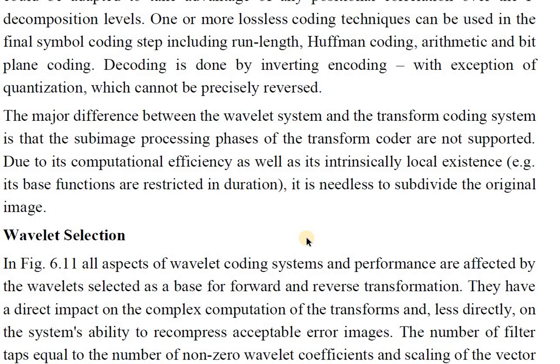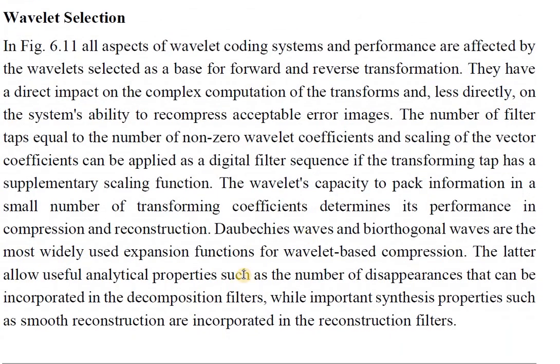The reason is very simple, because in transform coding we had to divide our image into sub-images. Here we do not need to divide our image into sub-images. Whatever the original image is, directly apply the wavelet transform on it, apply the quantizer, apply the encoder, and then while decoding do the reverse job. Okay, as simple as that.